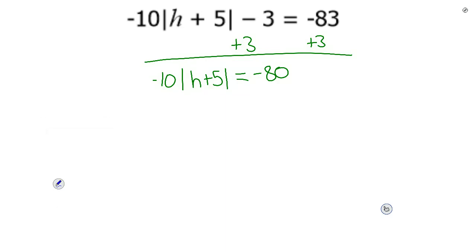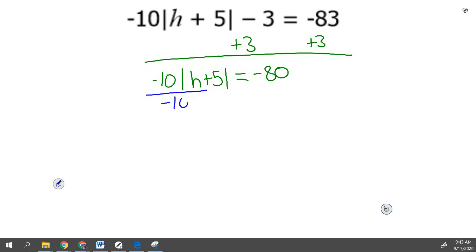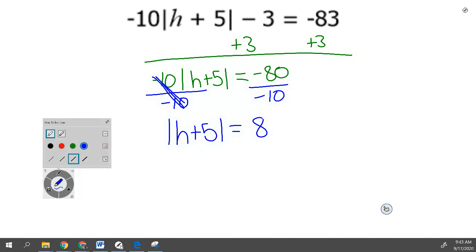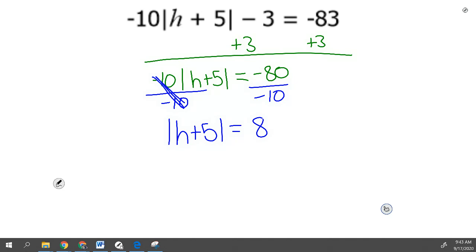Because it's all equal to a negative, but the nice part is if we divide by negative 10 right now, we divide by negative 10 on both sides. These cancel, and I'm left with the absolute value of h plus 5. And over here, negative 80 divided by negative 10 is positive 8. And that's why we can still do it. So it looked like we were going to get a negative number, but we have our absolute value equal to a positive, so we're in good shape.